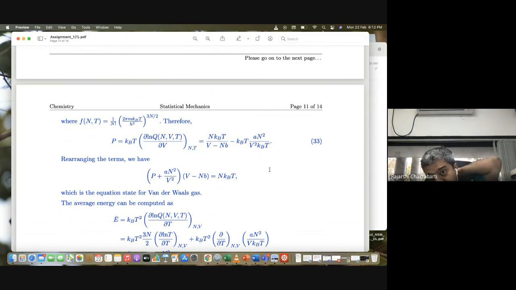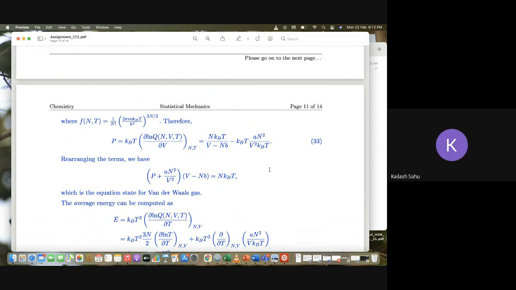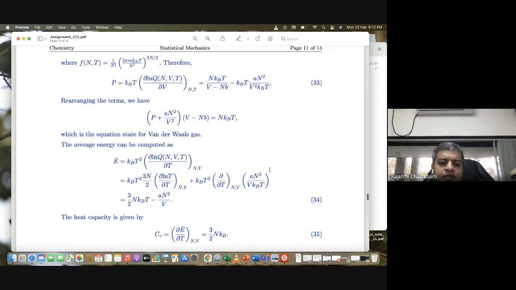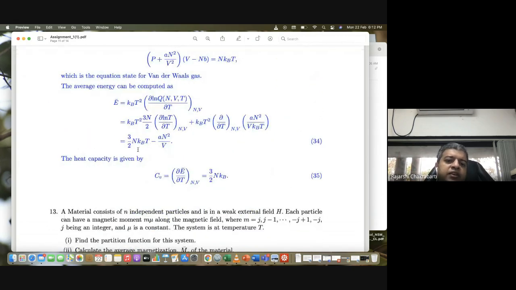This is very important. You understand my point, no? What I'm saying? Yes, sir. So it is very important that you get used to this. Then you do the math, and all these things you can calculate. You see, average energy has to be 3/2 kBT minus something, no? Because of the interaction, this A n square by V. Depending on the sign of A, it will be more or less. But heat capacity, this part has no temperature dependence. Heat capacity does not change in this case.